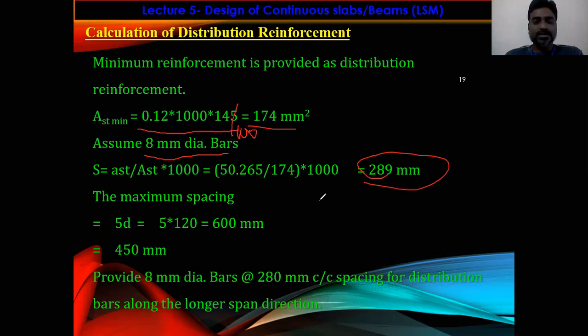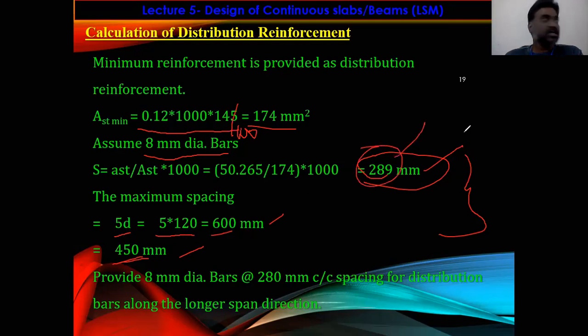As per IS 456, the distribution reinforcement spacing should not be greater than 5 times D or 450 mm, whichever is lesser, right? So 5 times the effective depth, that is 5 into 120, will be 600 mm, and 450 mm. So whichever is less. So out of these three spacings, which one is minimum? So this one is minimum. So provide this spacing, so it will satisfy all the conditions.